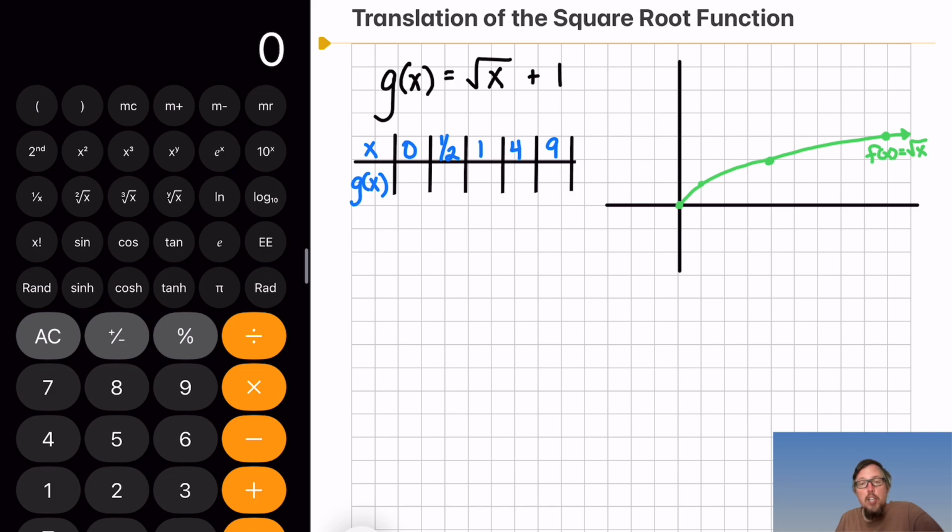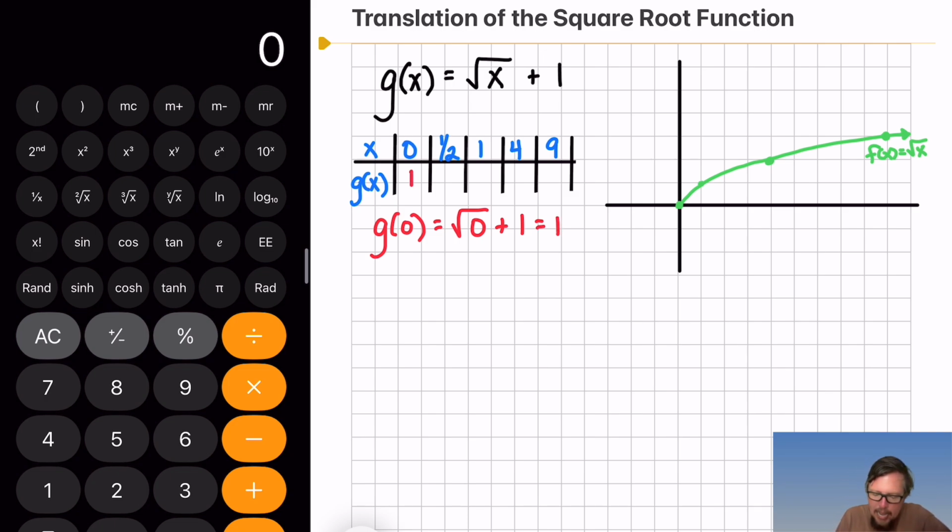So we're going to start off by creating a table of values for our g of x function, and we'll start by plugging in our 0, g of 0. So we'll do g of 0 equals the square root of 0 plus 1. The square root of 0, of course, is 0, and 0 plus 1 is 1. So our first point will be 0, 1.